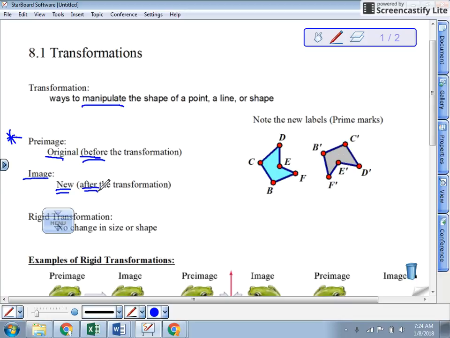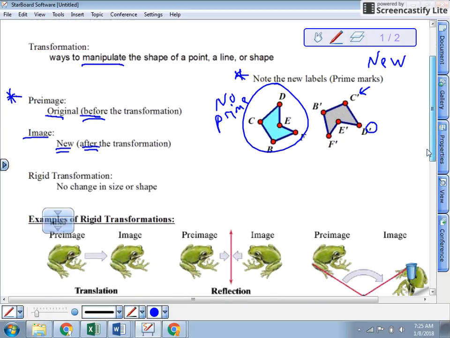So how can you tell? Notice the new labels here, these prime marks. This is for the new, or the image. That little prime mark lets us know that that is our image, after the transformation. No prime marks, as in this picture, means it's our pre-image, or before the transformation. Super important. Make sure you notice that in all of the examples we do.